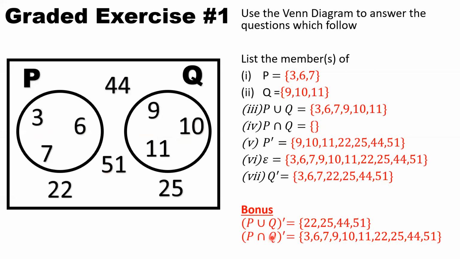P intersect Q complement. Now, is there an intersection? No, sir. All right, since there's no intersection, then this is saying, give me everything except for the intersection. But there's no intersection. So it's just all the elements. Okay.